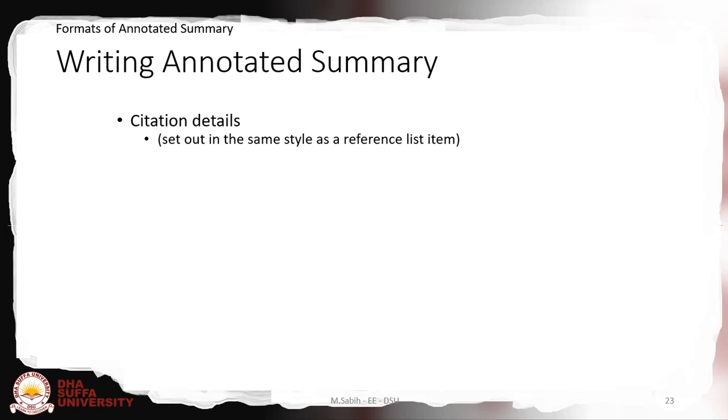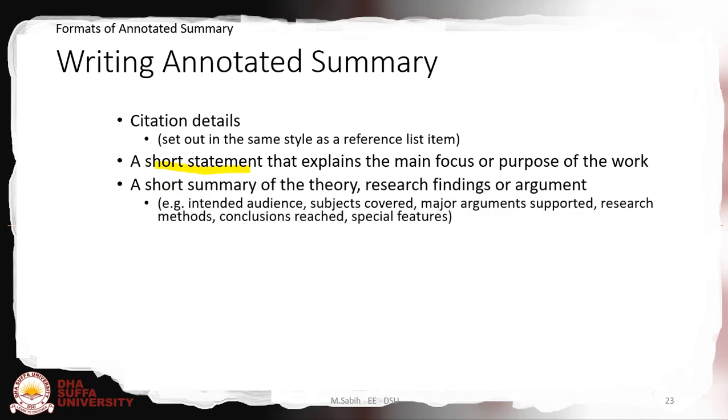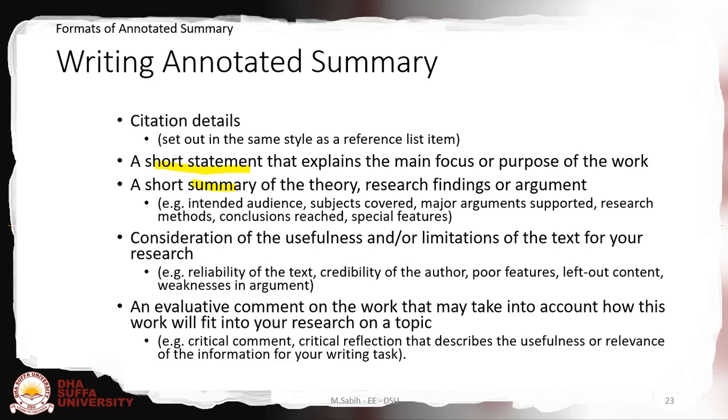So writing an annotated summary is important. Citation details are set out in the same style as the reference list item. A short statement is important that explains the main topic or the purpose of the work. A short summary of the theory, research findings, or arguments. And then you need to provide some considerations of the usefulness or the limitations of the text. And finally, an evaluative comment on the work.